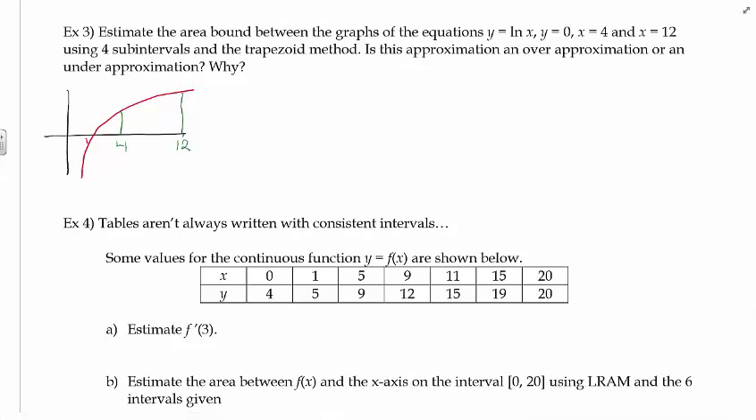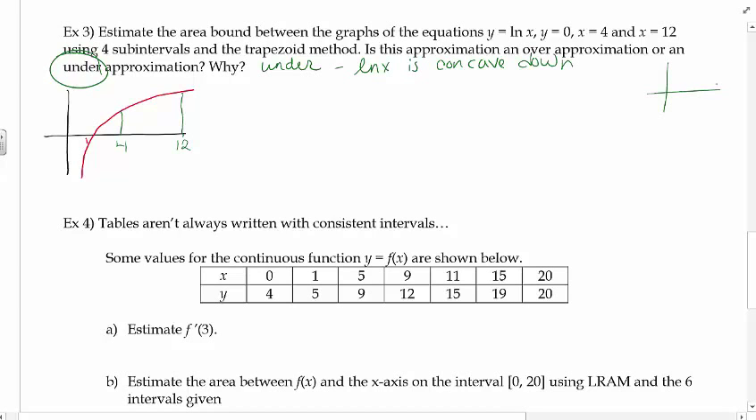Is it an under or an over approximation? Well, I can tell you right now, this is going to be an under approximation because ln x is concave down. And if I think about something that's concave down, when it bends like this, if I draw 2 lines and connect them, it's underneath the curve. All right, now we actually need to do it. So if I'm going to do 4 sub-intervals, from 4 to 12 is 8 units. So these go up by 2, so 4, 6, 8, 10, 12.